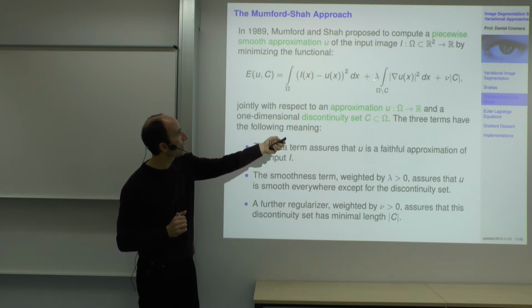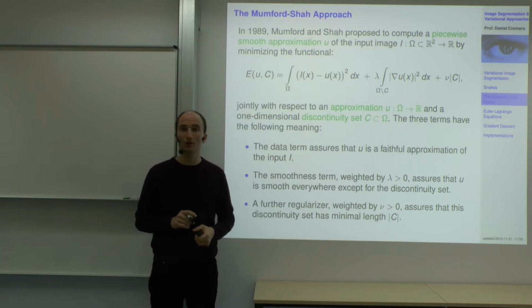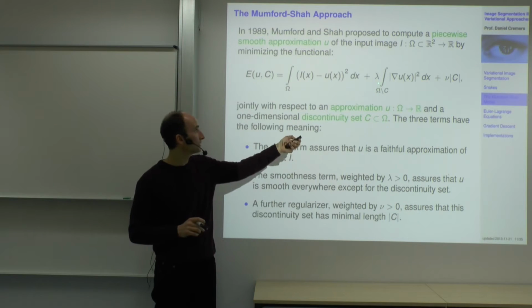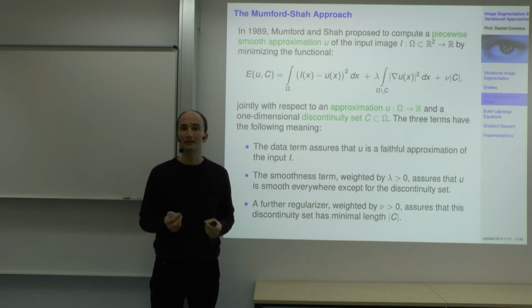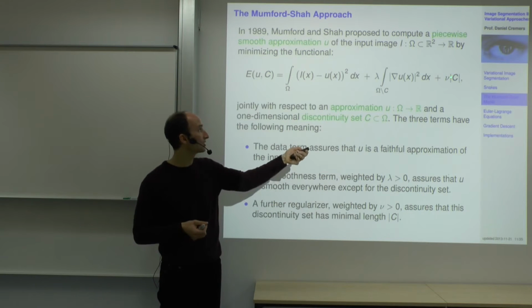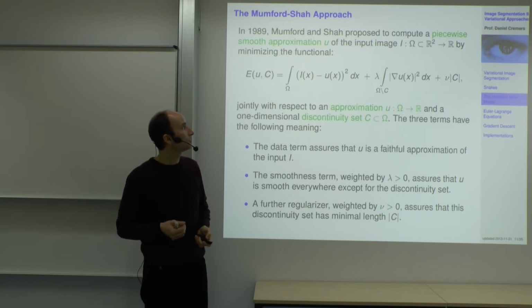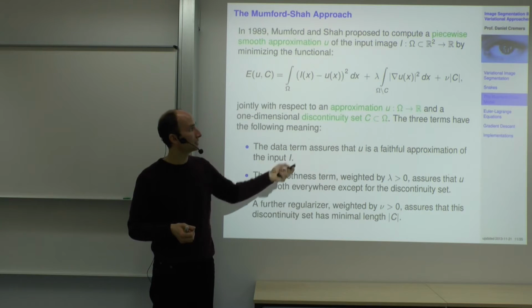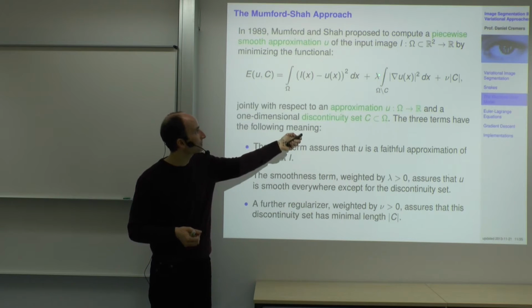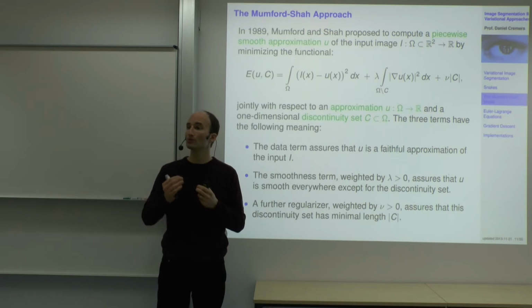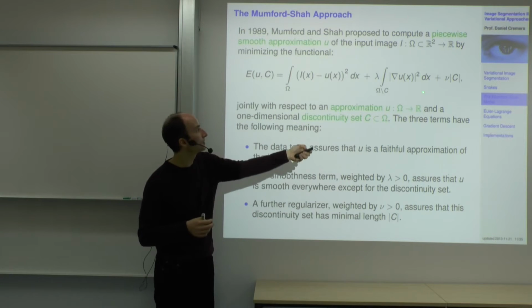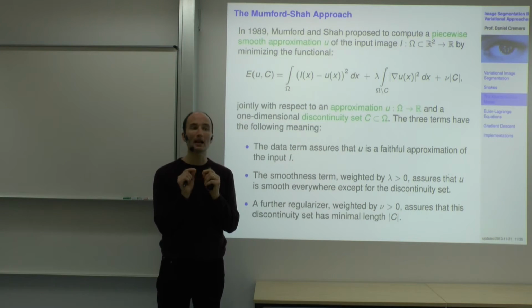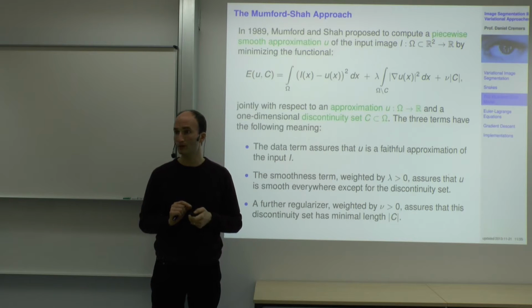And so there are two weighting parameters, lambda and nu, that weight the smoothness and the penalty for the discontinuities. And you can imagine what these two parameters will do. If you crank up lambda, then you impose more and more smoothness. If you crank up nu, then you penalize discontinuities more and more.